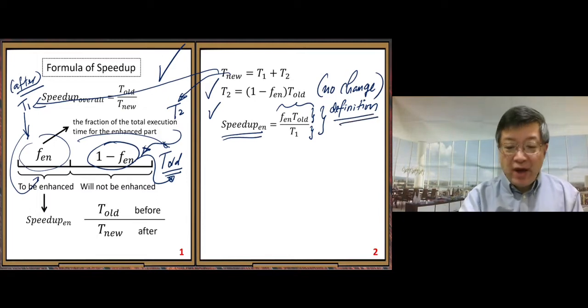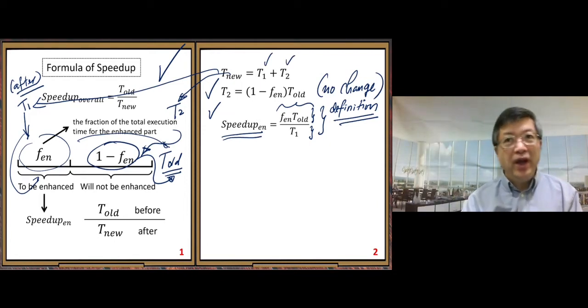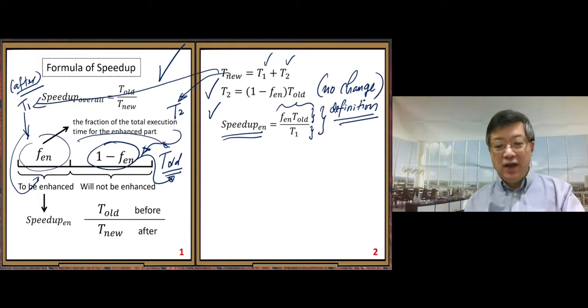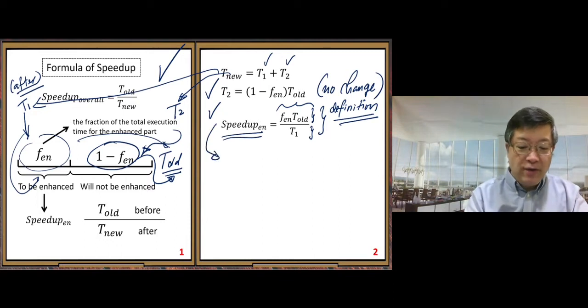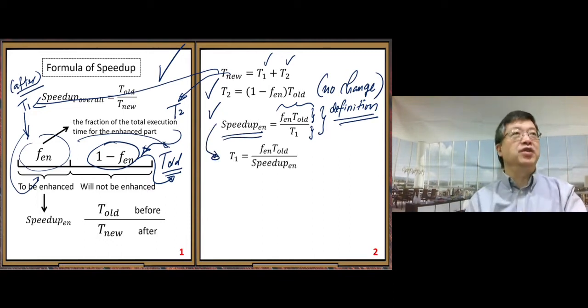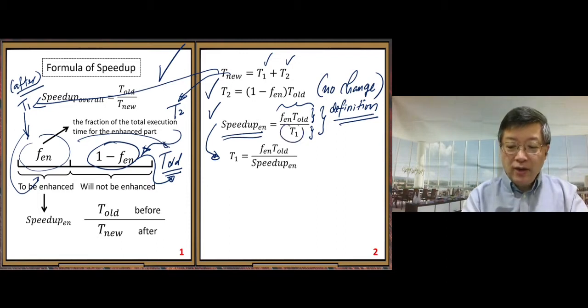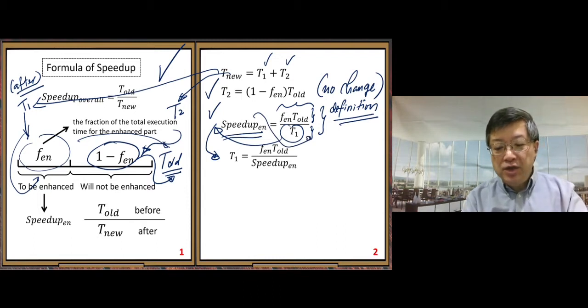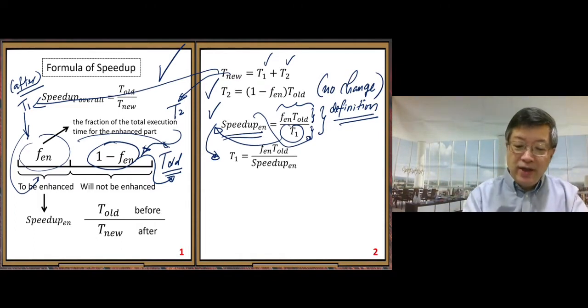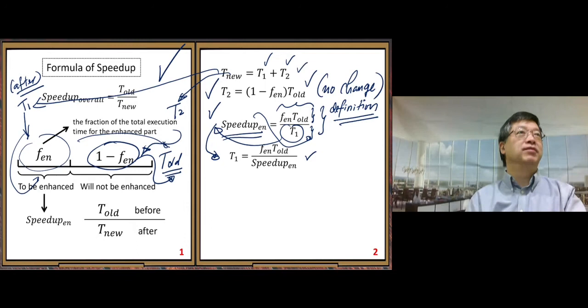So here you can see we have both T1, T2 expressions. So we can plug in and do the calculation. From this formula, we can derive the T1 expression. Multiply, divide. So we get T1 equals Fen times T old over Speedup En. Okay, so we get a T1 expression, T2 expression, then we get the T new expression.